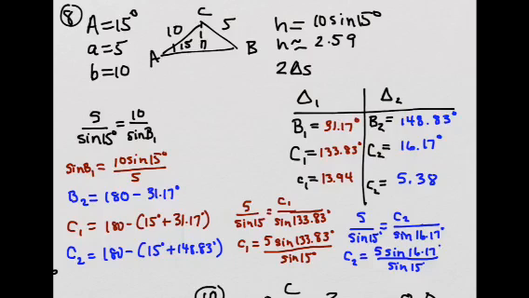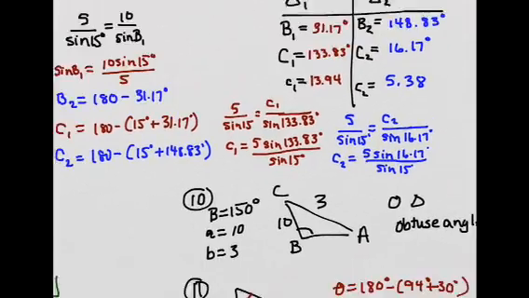Okay, so now we're just missing side C1 and side C2. So here's the setup for C1. I use this ratio right here, and then C1 over sine of C1, cross multiply, and here's the setup, and that gives you 13.84. For C2, again, I go back and I use the same ratio and make it equal to C2 over sine C2, which is right here. Cross multiply, and so you get this in the calculator. That's 5.38.